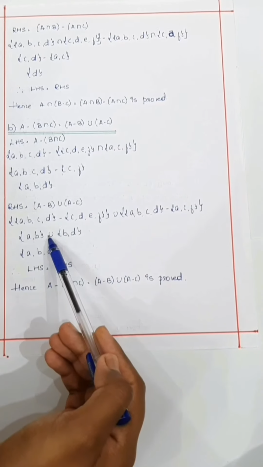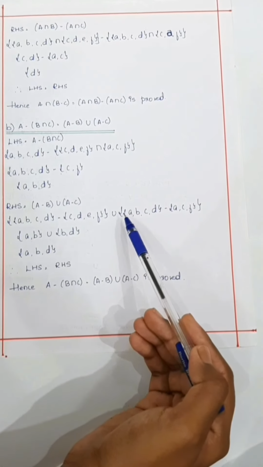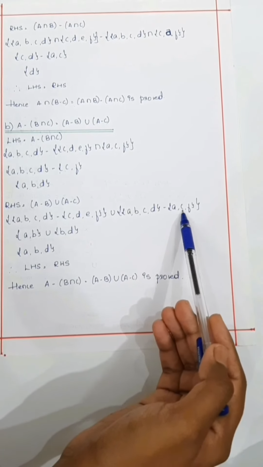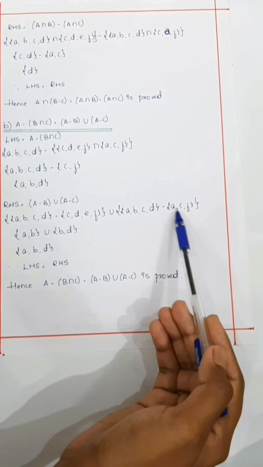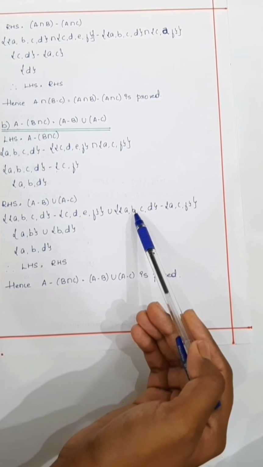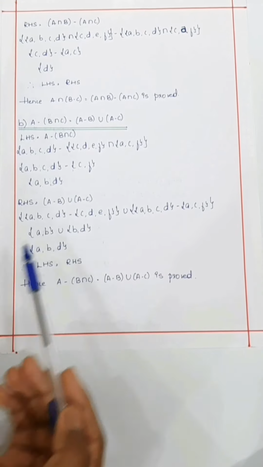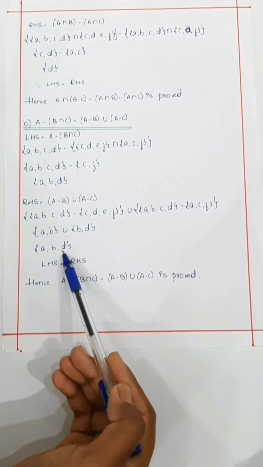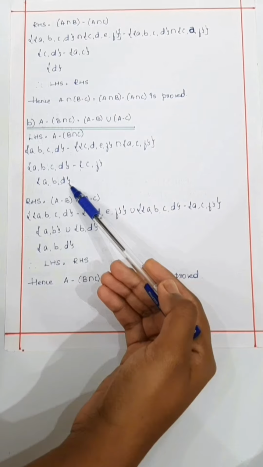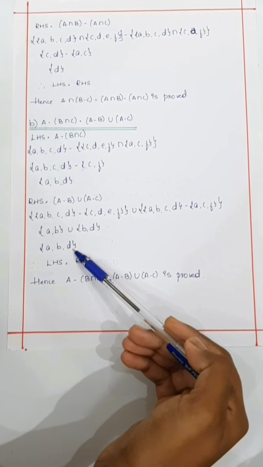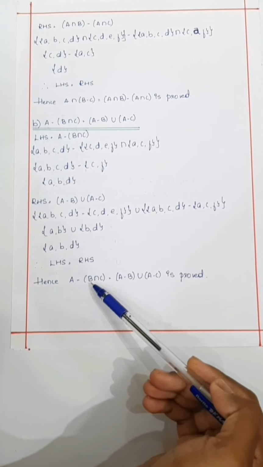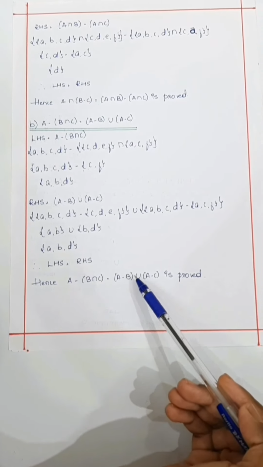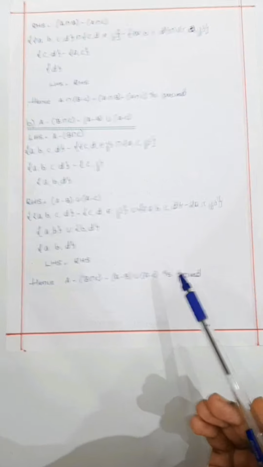Next, union you have to write as it is. And A minus C we will solve. A, B, C, D minus A, C, F. A and C is common. The remaining element is B and D. So let us make it as union set. A, B, D is the union set. We got left hand side and right hand side is equal. So hence A minus B intersection C is equal to A minus B union A minus C is proved.